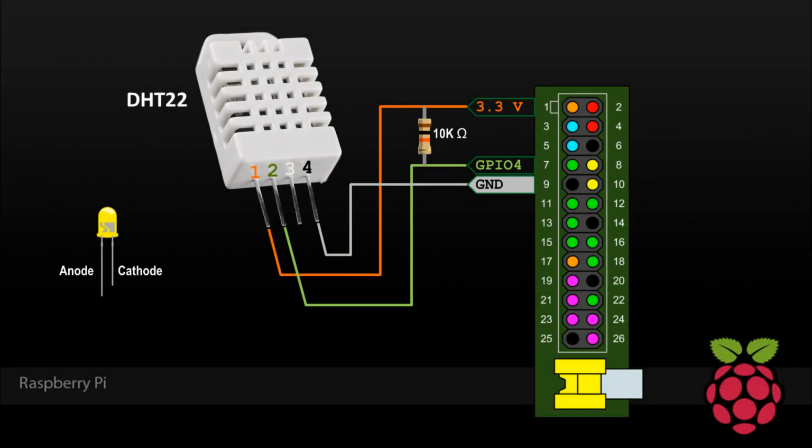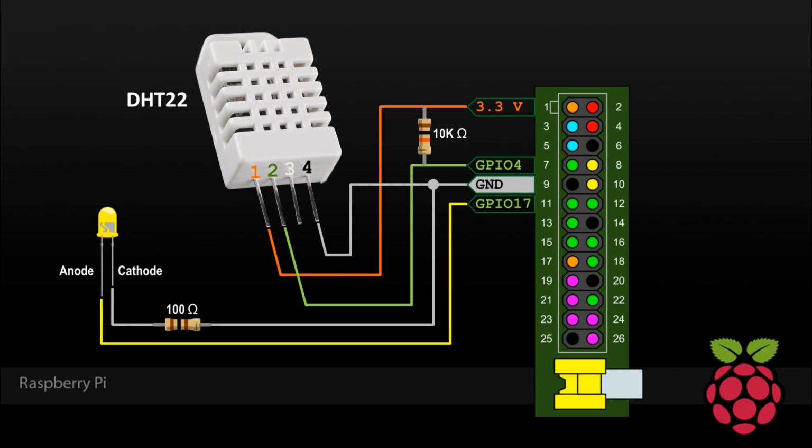Another cool feature of this library is it also has built-in support for a status LED. We just need to connect the anode of the LED to a GPIO pin. I'll use 17 and then connect the cathode to ground in series with a 100 ohm resistor.